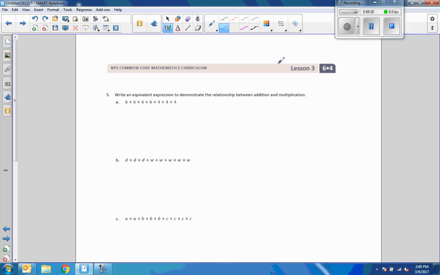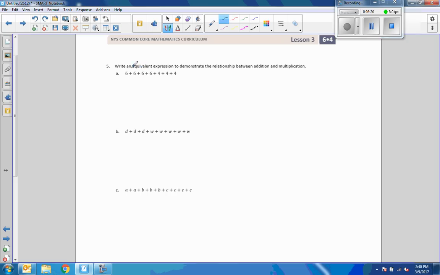Number 5 says, write an equivalent expression to demonstrate the relationship between addition and multiplication. So here I have 6. It's there 4 times. So I'd say 4 times 6. Okay? Plus 4, 3 times, so that'd be 3 times the 4. So 6 is here 4 times, 4 you see 3 times. So that you say how many repetitions there are of that. So 4 times 6 plus 3 times 4. And if you do that, you'd get 24 plus 12 equals 36.